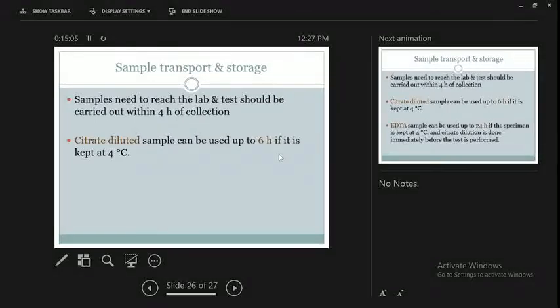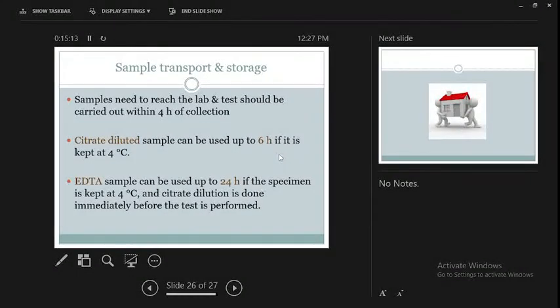If there is a delay, you can keep the citrate diluted sample for 6 hours at 4 degrees centigrade. You can keep the EDTA sample up to 24 hours at 4 degrees centigrade, and immediately before testing you can dilute it with citrate. Okay. So this is about ESR and sample collection.